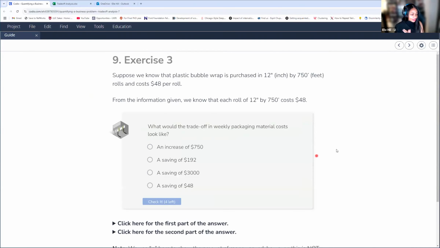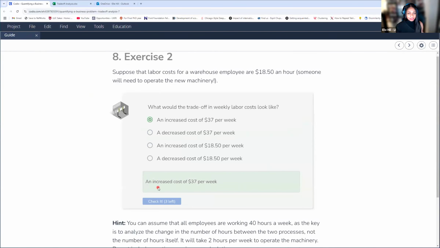All right, more math. Are you ready? Oh, I see a question. So I think it's just the wording here is a little bit confusing. The increased costs, you can just ignore that. It's just going to be a cost of $37 per week. So increase doesn't mean positive here. It just means we have to pay this additional cost. So it just might be a little bit confusing for the wording there. Is that okay? Okay, great.